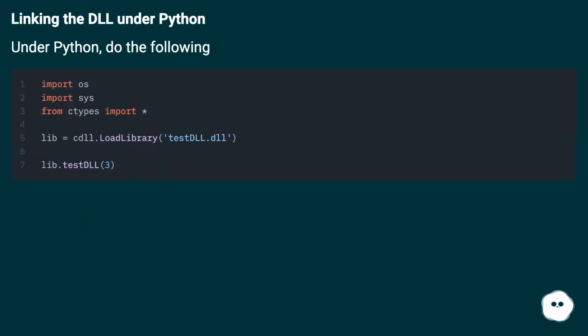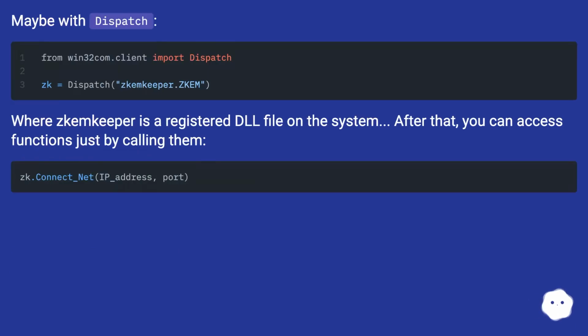Linking the DLL under Python. Under Python, do the following. Maybe with dispatch, whereas Gamekeeper is a registered DLL file on the system. After that, you can access functions just by calling them.